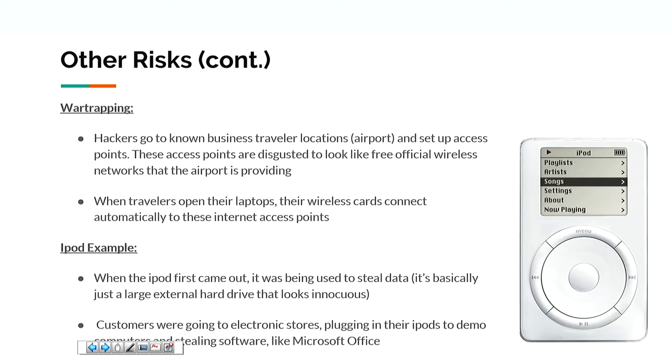So one of the examples in the book was the iPod example. When iPods first came out, they were actually used occasionally to steal data. And if you think about it, an iPod is just an external hard drive that looks really innocuous. So customers were going to electronic stores, plugging in the iPods to demo computers, and then stealing software like Microsoft Office.